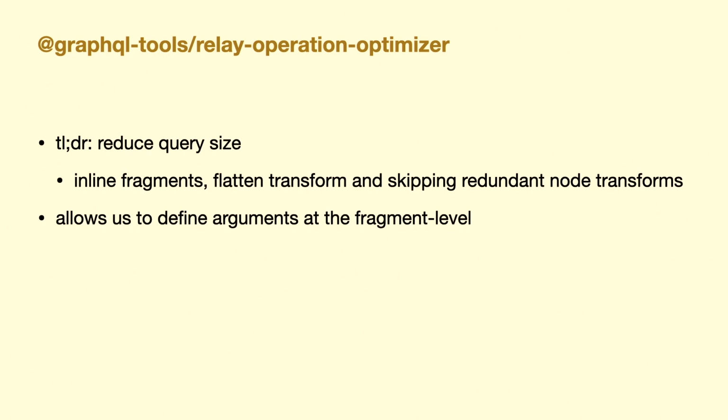Another tool that's really nice that I just want to point out is the GraphQL Tools relay operation optimizer. The TLDR is it reduces query size through some fun stuff. And the important part in relation with today's talk is that it allows us to define arguments at the fragment level, which previously we would have had to define all of our fragments with our queries, which breaks some of these benefits.